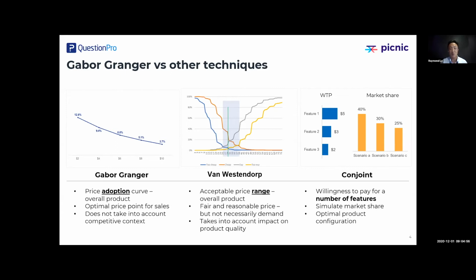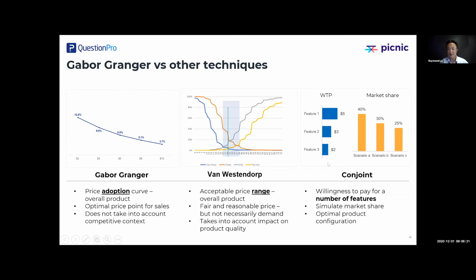So typically, when we've done Van Westendorps in the past, we've mixed it up with a Gabor Granger. So one tells you the range, and one tells you, okay, at that particular price, this is the adoption or take up. So the two work well hand in hand, and obviously QPro has the capabilities of answering both of these questions in its setup and software. So it's really good in that perspective.